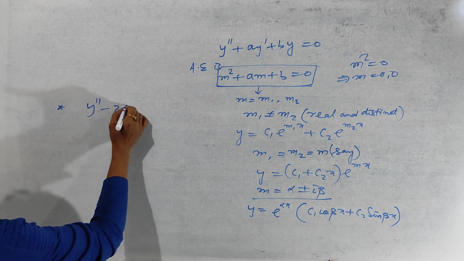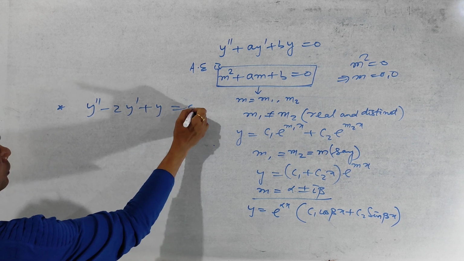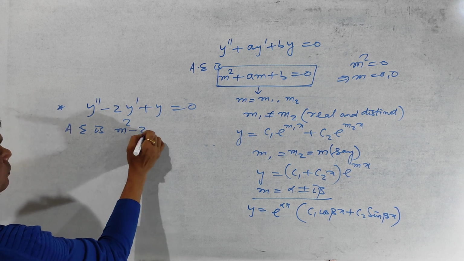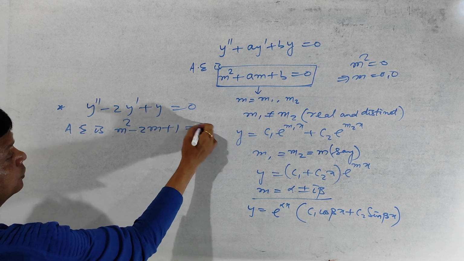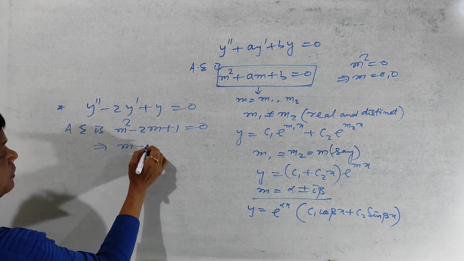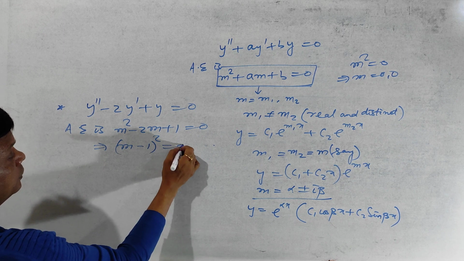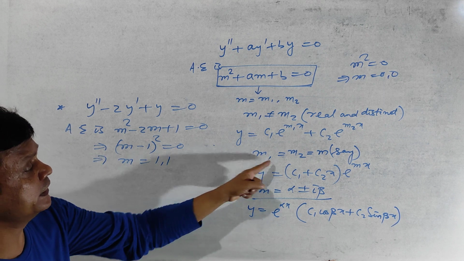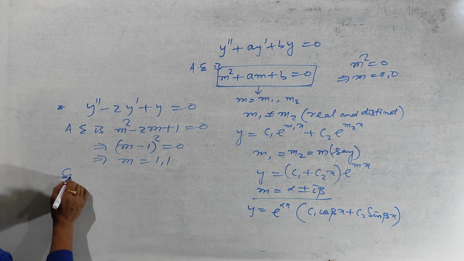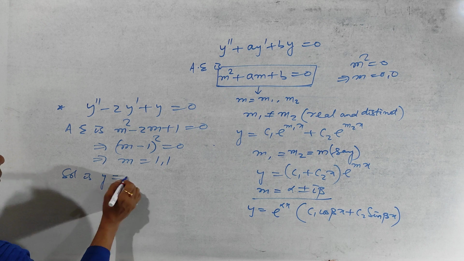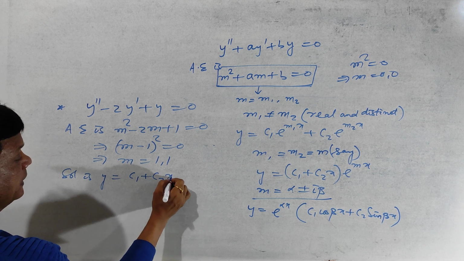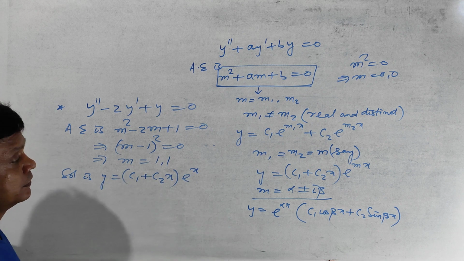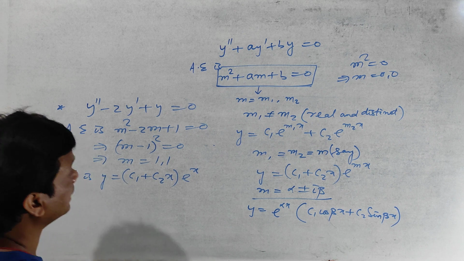And see, I am giving you y double dash minus 2y dash plus y equal to 0. Now the auxiliary equation is m square minus 2m plus 1 equal to 0. So this is m minus 1 whole square equal to 0. So m is equal to 1, 1. So this is the second case. So solution is y is equal to c1 plus c2x into e to the power mx. Here m is 1, so e to the power x. Clear?